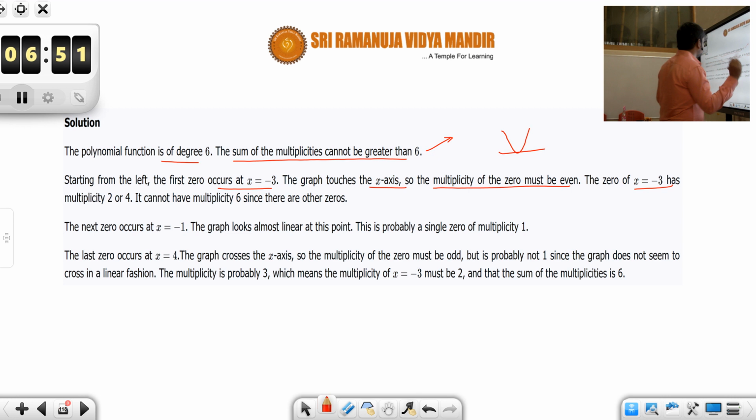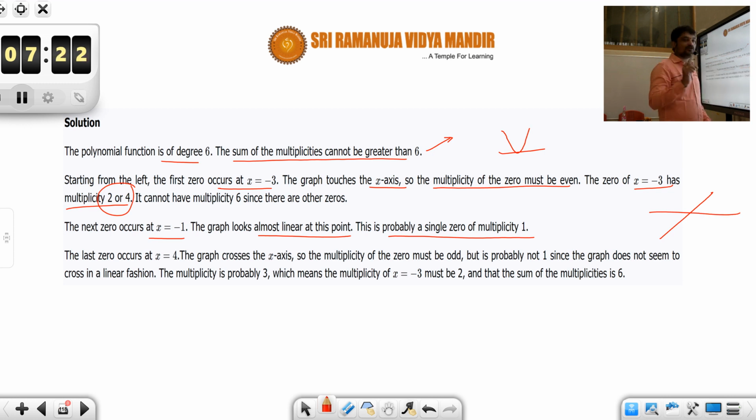So the only two possibilities are 2 or 4, right? And then the next 0 occurs at x equals -1. So the graph looks almost linear at this point. So this is probably a single 0 of multiplicity 1. See, whenever you come across a graph which cuts the x-axis, then the zero should be of odd multiplicity, and if you see the behavior to be linear, then you can conclude that it is of multiplicity 1.